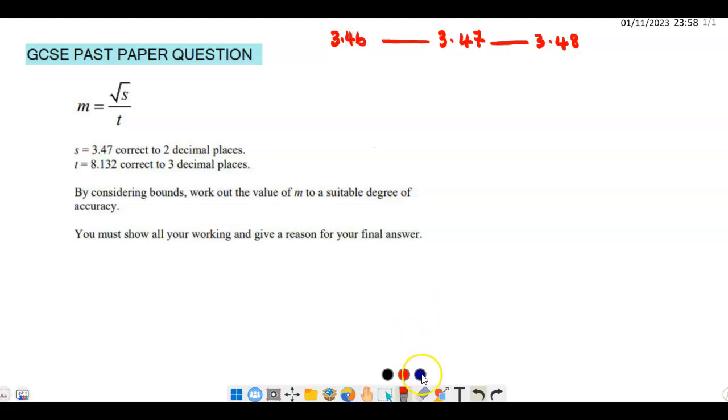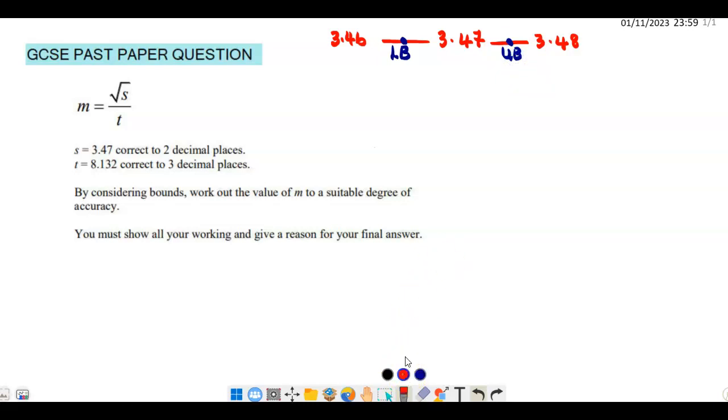We want to find the lower bound, so we want the middle value, the number between 3.46 and 3.47, and also we want to find the number that lies between 3.47 and 3.48, and that would be the upper bound. So this value would be the lower bound, and this value would be the upper bound.